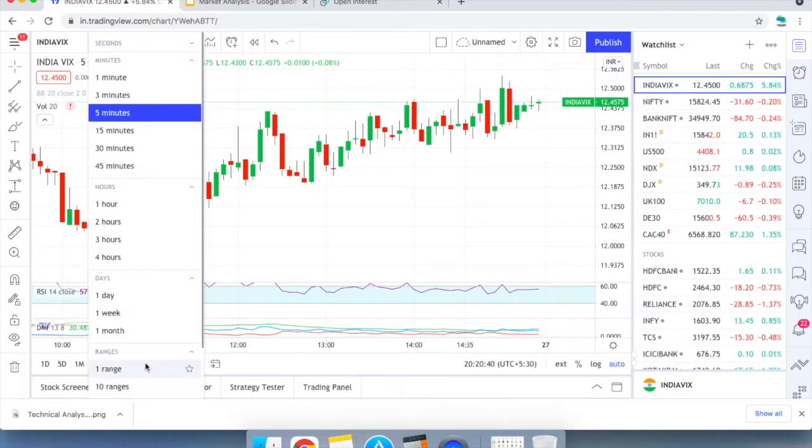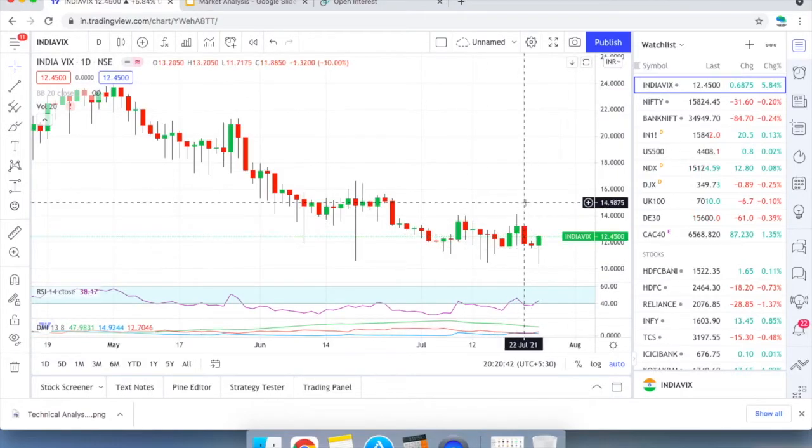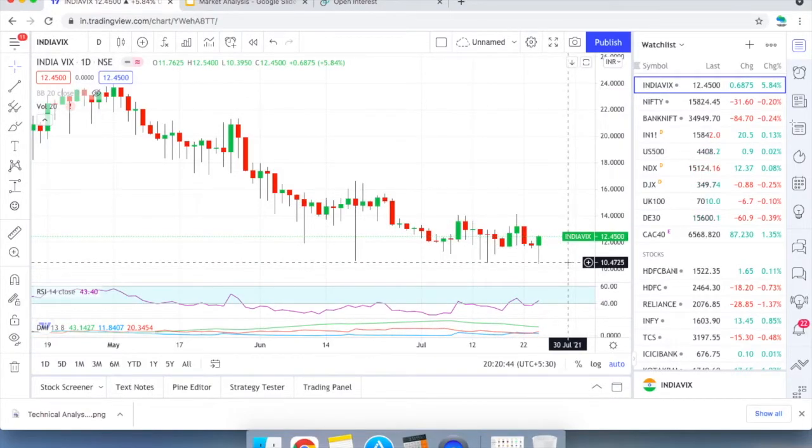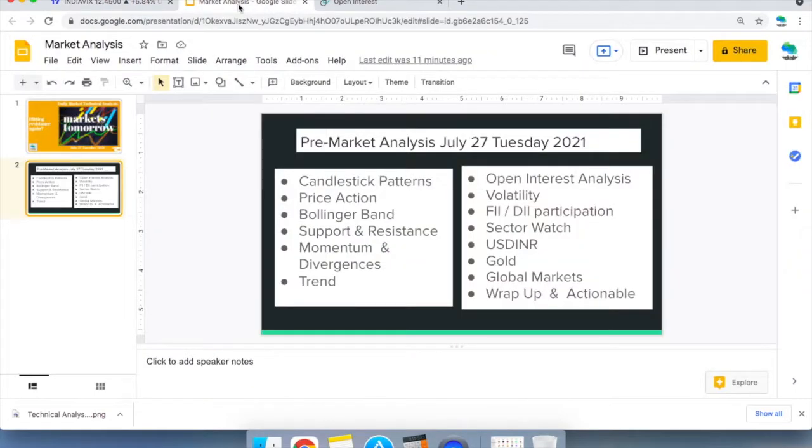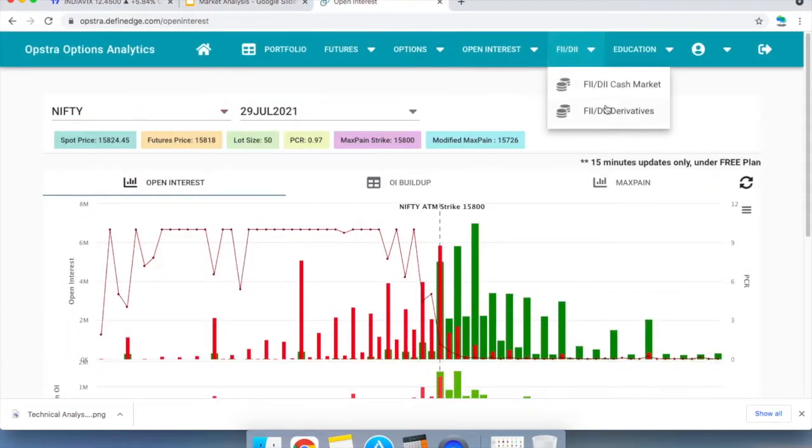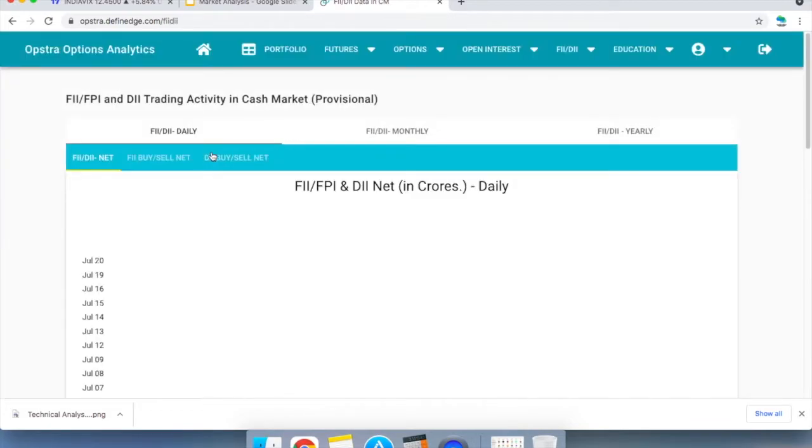These spikes will always come whenever it is at the bottom, at 11, 10 point something, these levels. Always there will be a chance that VIX can spike up, which is not good for the sellers who are holding positions. So FII participation is what we have to look at. That would be interesting for today.